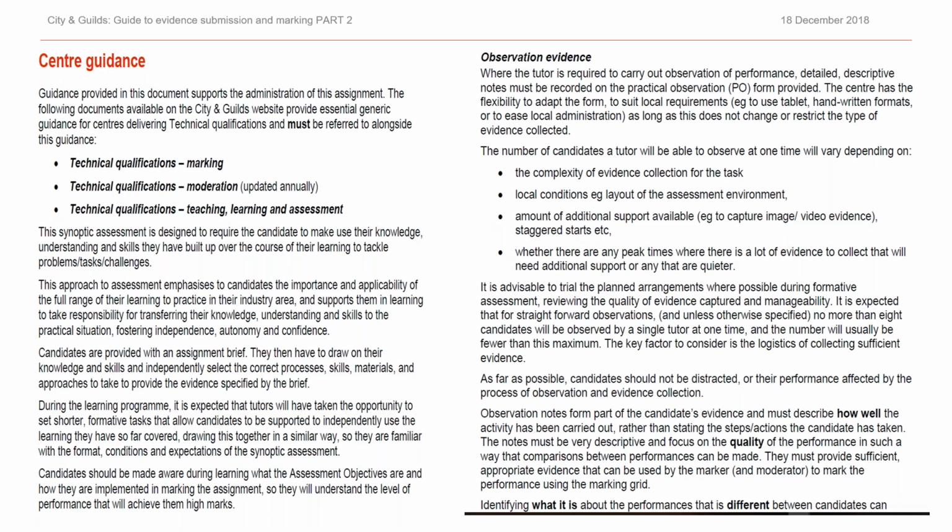Identifying what it is about the performance which is different between candidates can clarify the qualities that are important to record. Each candidate is likely to carry out the same steps, so a checklist of this information would not help differentiate between them. However, qualitative comments on how well they do it and quantitative records of accuracy and tolerances would.